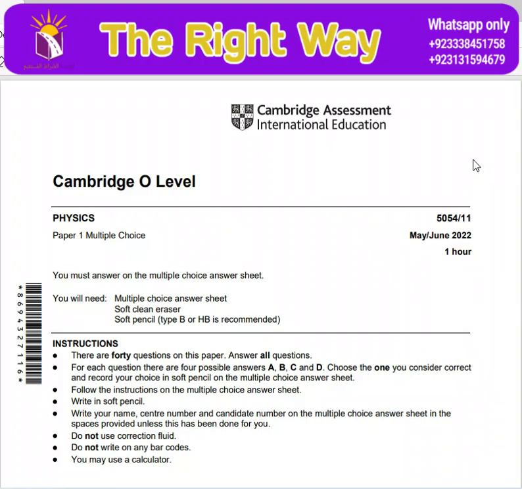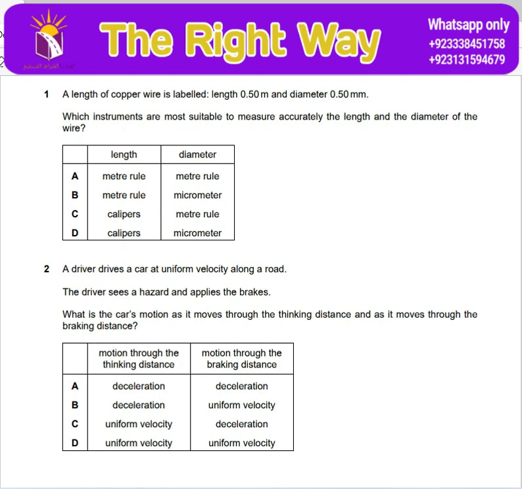Today we are going to solve Cambridge O-Level paper, May-June 2022, paper 1, variant 1. Question 1. A length of copper wire is labeled length 0.50 meter and diameter 0.5 millimeter. Which instruments are more suitable to measure accurately the length and the diameter of the wire?